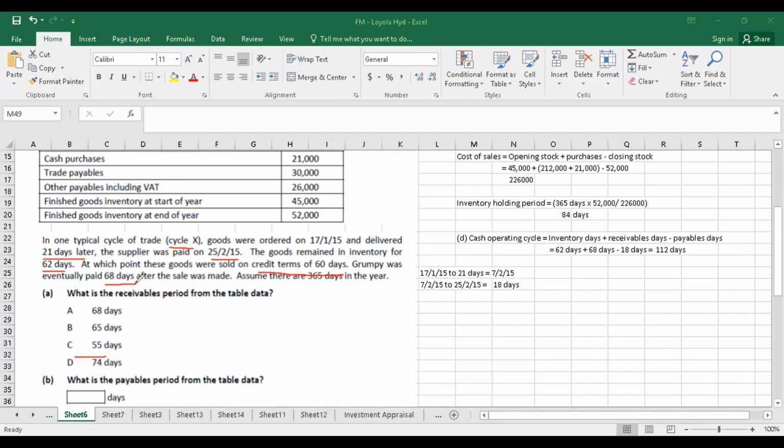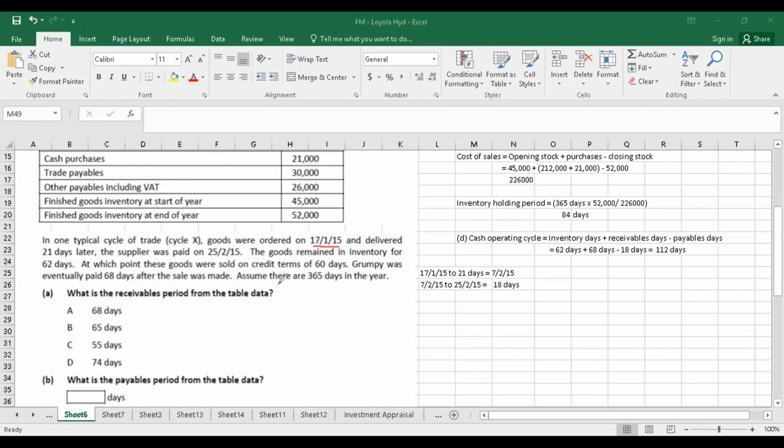Payables days, let's once again read through the data. For cycle X, goods were ordered on 17/1. See, the day of ordering is not important. That would not be counted. The days will be counted from the time the goods are actually delivered, the way we see in the case of receivables also. Grumpy was eventually paid 68 days after the sale. So it took 68 days for them to pay from the day the goods were delivered.